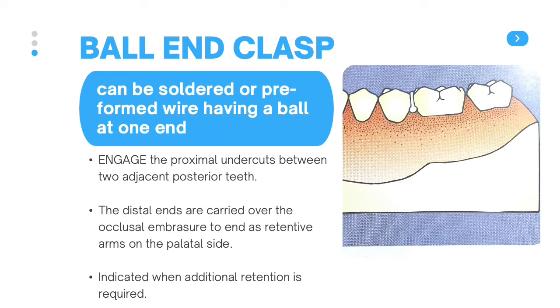Okay, this is a quite commonly used clasp, which is the ball end clasp or ball-ended clasp. It can be soldered or preformed wire having a ball at one end. Okay, it engages the proximal undercut between two adjacent posterior teeth. It can be between posterior teeth or between the incisor teeth, so it can be used at the proximal spaces all over the teeth. Okay, the distal ends are carried over the occlusal embrasure to end as a retentive arm on the palatal side. It is indicated when additional retention is required.